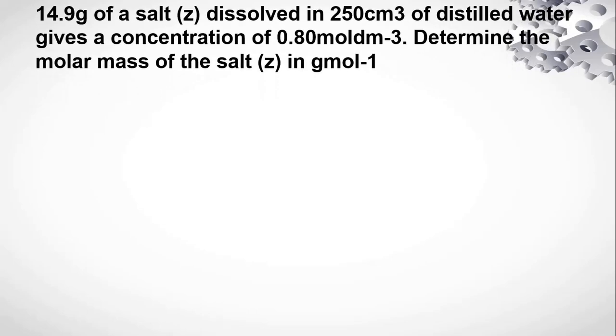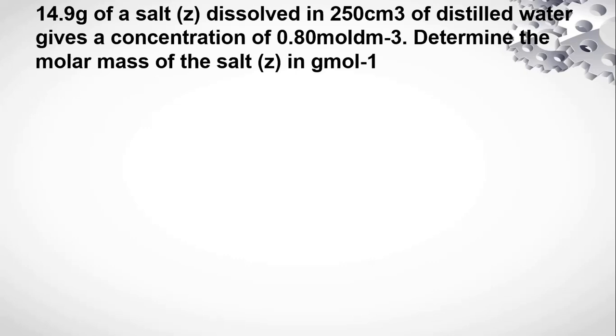Another example: 14.9 gram of a salt Z dissolves in 250 centimeter cube of distilled water, giving a concentration of 0.80 mole per dm cube. Determine the molar mass of the salt in gram per mole.